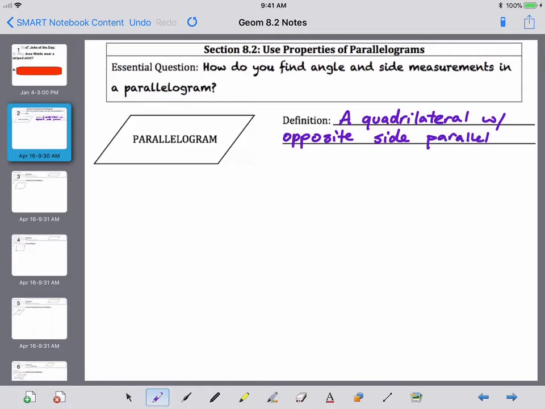So in this figure here, we need to show that the opposite sides are parallel. If you remember from earlier this year, we do that with these arrows. The top two sides need to be parallel, and these sides need to be parallel. Alright, so this is a parallelogram. And we're going to learn four theorems about these quadrilaterals.